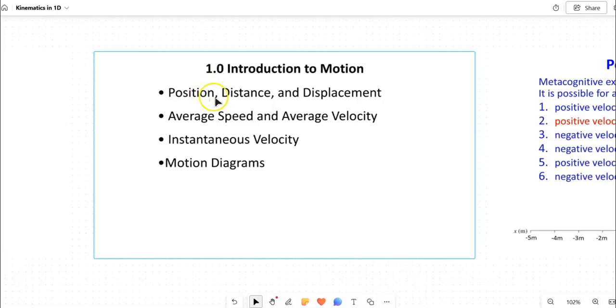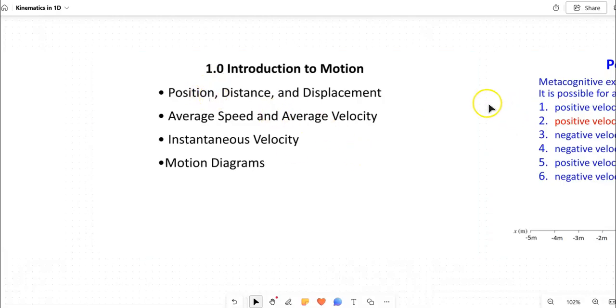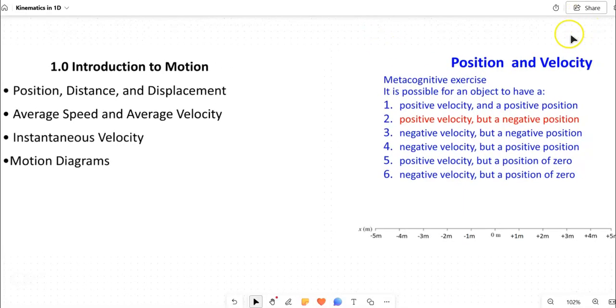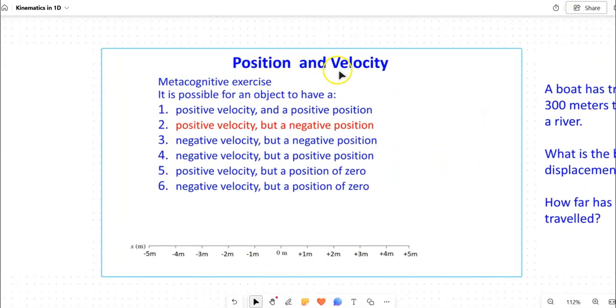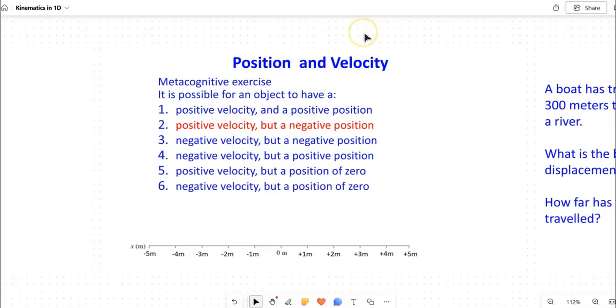Okay? So starting out, Introduction to Motion, the first things that we are going to do is look at position, distance, and displacement: what are the similarities and what are the differences. We're going to look at average speed and average velocity. Again, what are the differences and what are the similarities, and instantaneous velocity and motion diagrams in this module.